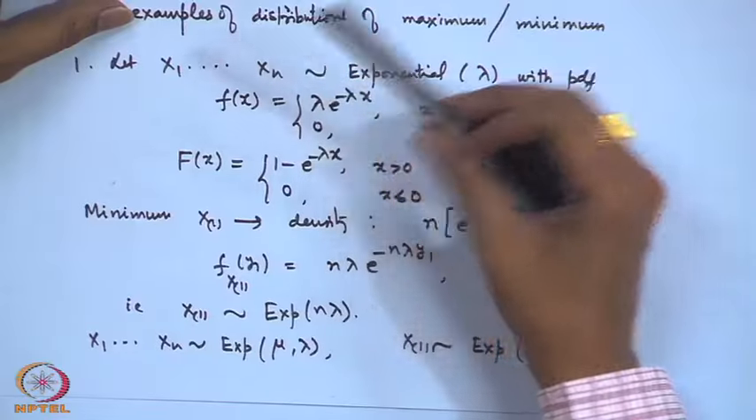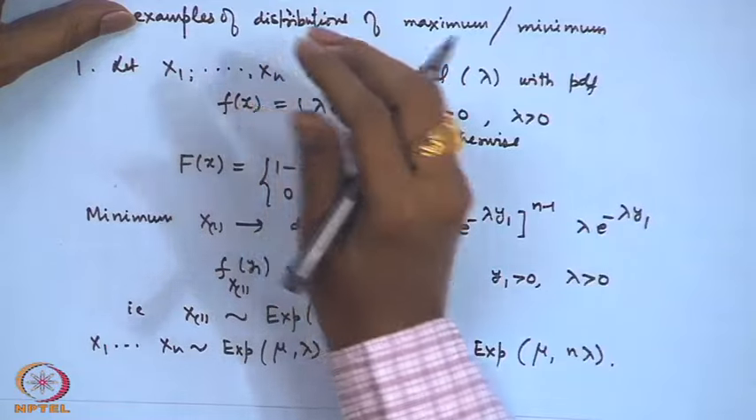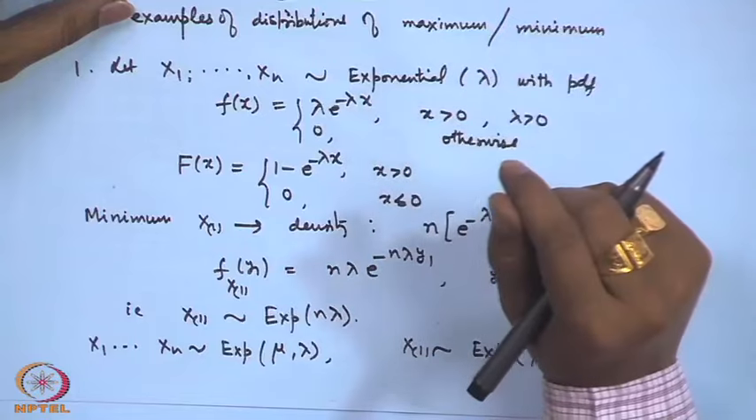Now, this can be an eye opener, because in a certain industrial situation, if we are interested to use any of the components, then it is all right. We can say that the average life is 1 by lambda. Suppose lambda is equal to half, and we are measuring in years, then it becomes 2 years.